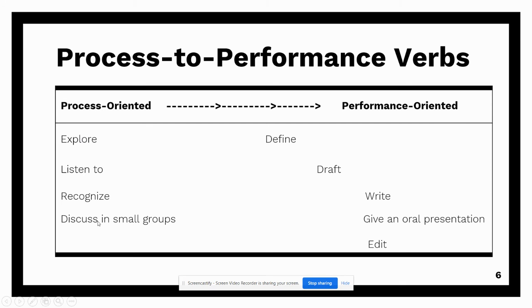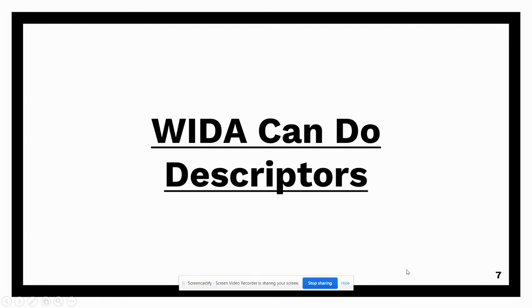So if you take a look over here, process-oriented, they're exploring, they're listening, they're recognizing, maybe they're discussing in small groups. These are a little bit more passive. And so our goal is to always kind of move them along this continuum here so that it's more performance oriented. And that comes with practice, it comes with comfortability, it comes with a development of skills so that they are defining and then drafting, writing, giving an oral presentation, editing. And so that's the goal, that we're moving them along this continuum.